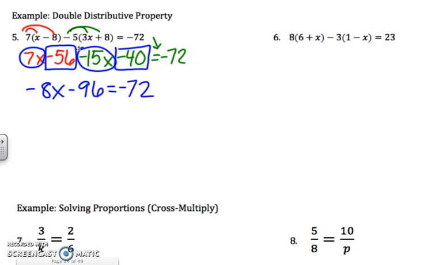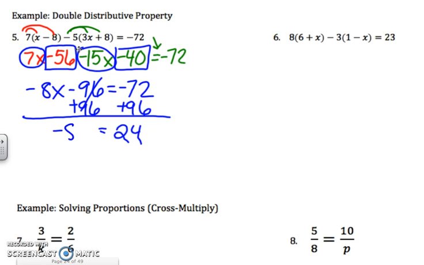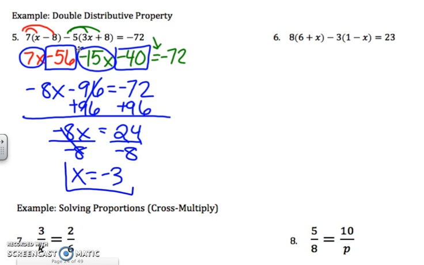There's a 2-step problem that I know how to do. Negative 96 I need to get rid of by adding 96 to both sides. Negative and a positive will cancel out, leaving me with 24 equals negative 8x. Last step would be to divide by negative 8 and leave me with x equals negative 3.